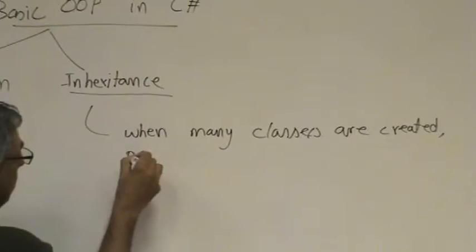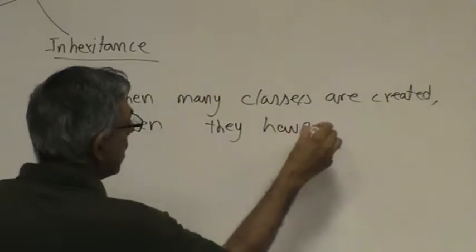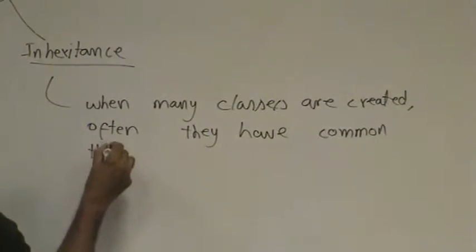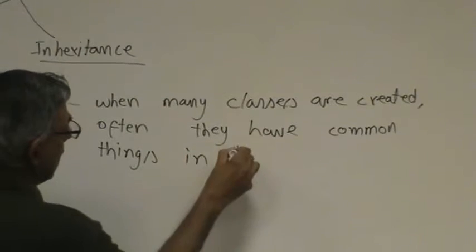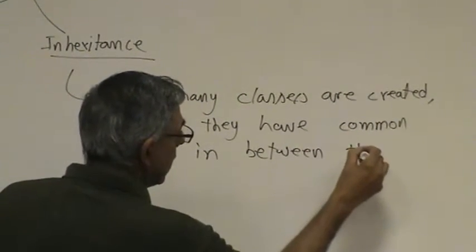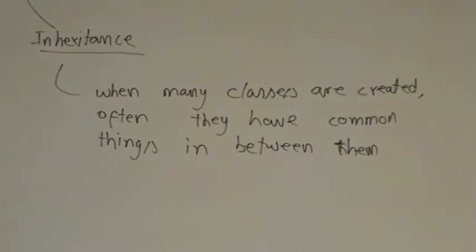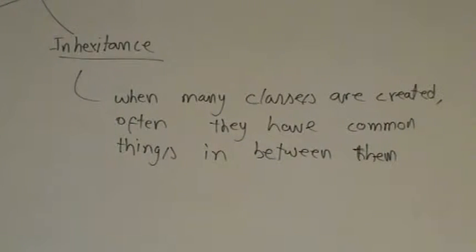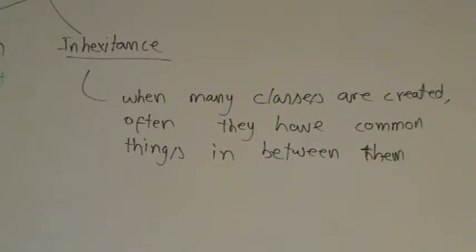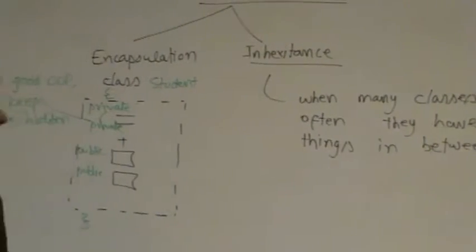Often they have common things in between them. So that's the basic idea in inheritance, okay? Rather than copying and pasting those common things, we take those out and create what is called the base class, right? So for example, let's pretend we are creating a university application.